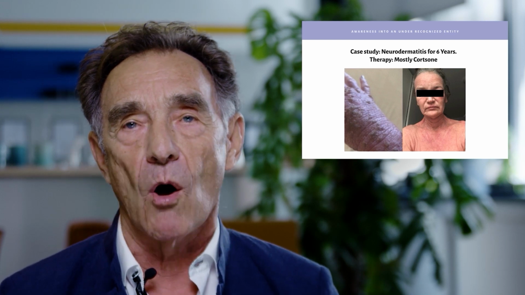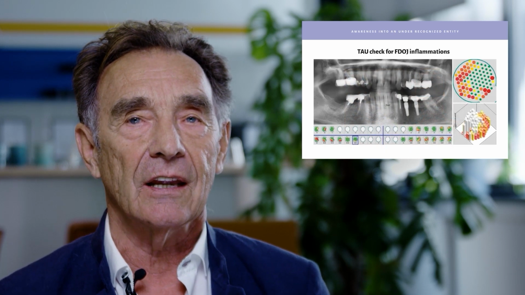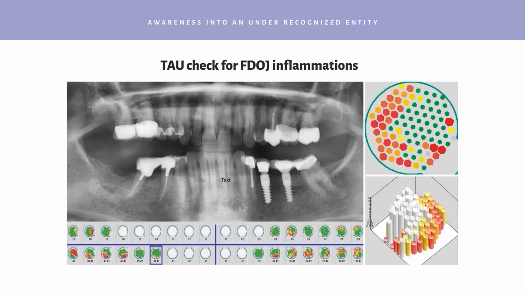Going away from statistics, back to clinical results. Here I show you a case: this lady had neurodermatitis for 6 years. The therapy for her was mostly cortisone. You see her arms, you see her face, and here you see her dental X-ray. And below the X-ray, you see the printout of the TAU check for FDOJ inflammations in the jawbone.